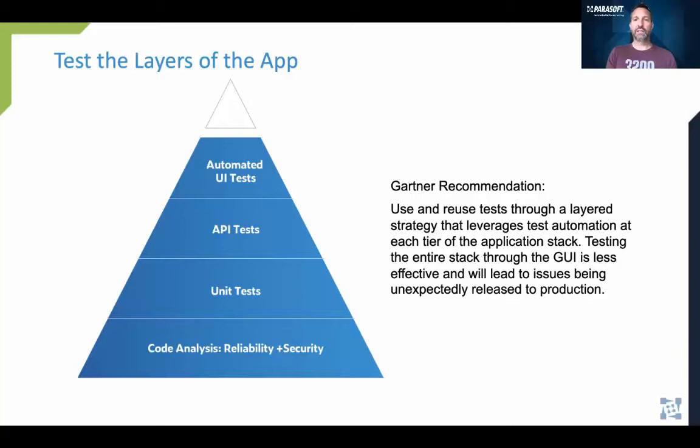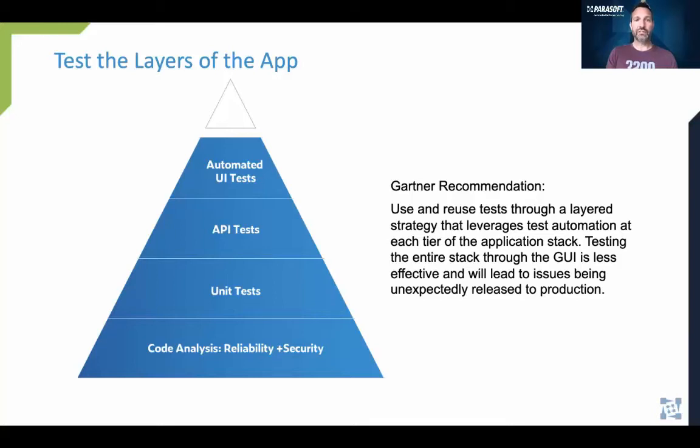But here's the key. Testing the entire stack through the GUI is less effective and will lead to issues being unexpectedly released in production. I'd say there's actually a lot more issues than that. Notice the very top of the pyramid is skinny, right? It says automated UI tests. And that white triangle at the very, very top would be manual testing. So some of you in your continuous delivery are stuck in manual testing mode, and all you're doing is spending time spinning your wheels at that little top triangle, right?